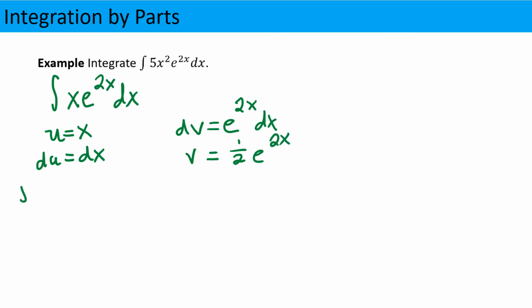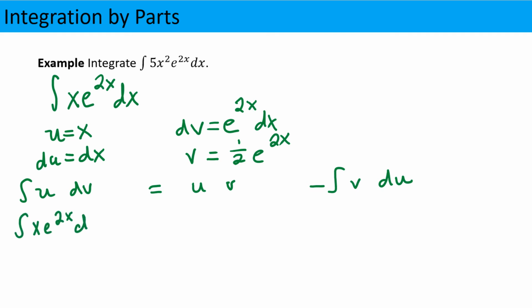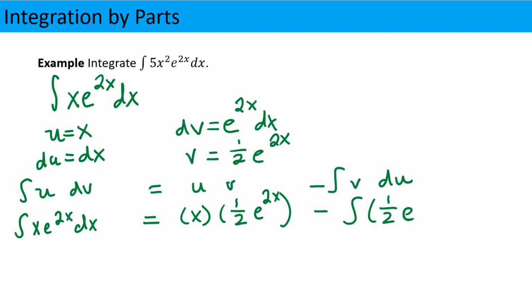Let's solve. The integral of u dv is equal to u times v minus the integral of v du. So our integral x e to the 2x dx is equal to, where u was, we'll put in x, where v was, we'll put in 1/2 e to the 2x, and then minus the integral of v, which is 1/2 e to the 2x, and du is dx.